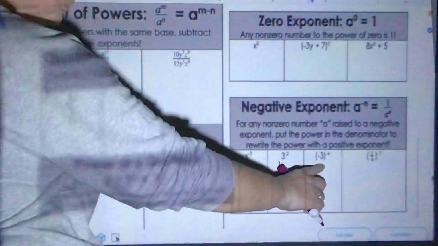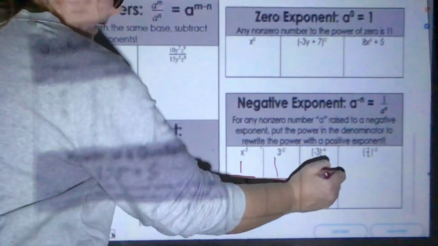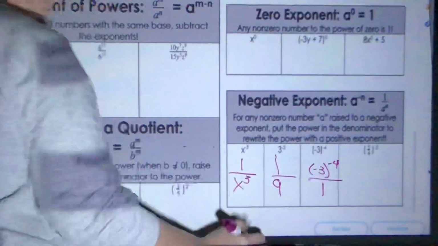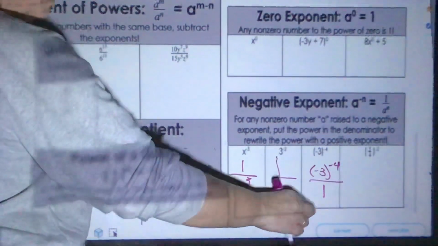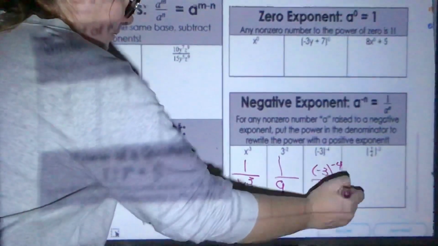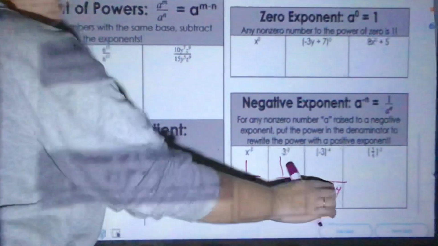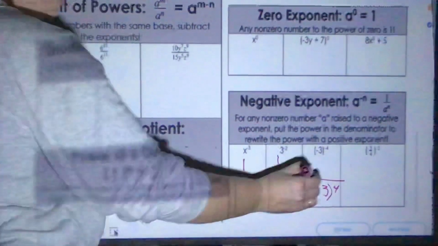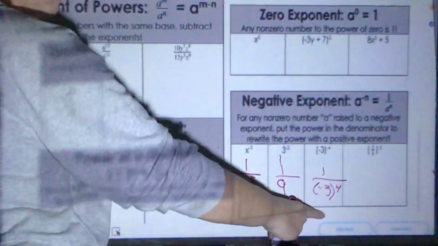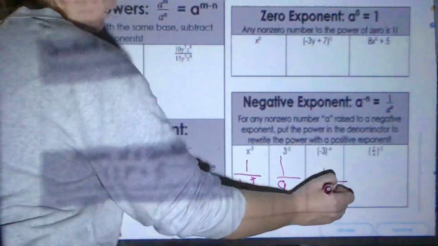And then this next one, it's negative 3 that's in parentheses. So it's negative 3 to the negative 4th power. It's not happy, so I'm going to bring it down to my denominator and make it negative 3 to the 4th power. So the base still stays negative. It's only the power that's becoming positive by switching its location. And if you do negative 3 times negative 3 times negative 3 times negative 3, you would get 81.